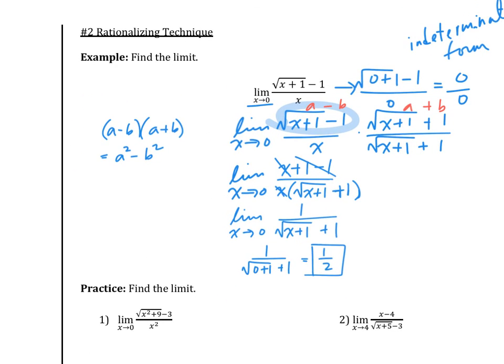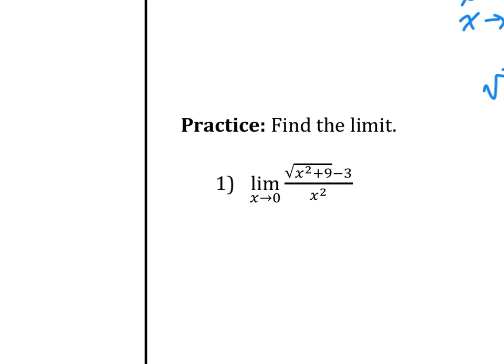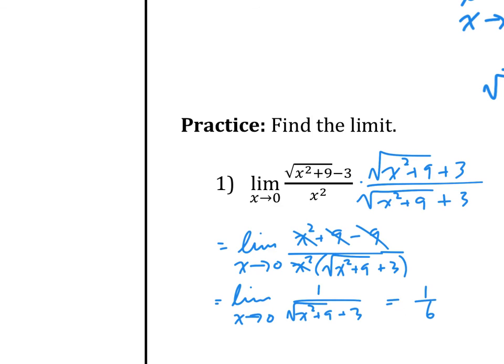All right, this is the rationalizing technique. So let's have you try one on your own. So go ahead and try number 1. Okay, the answer is 1 over 6.